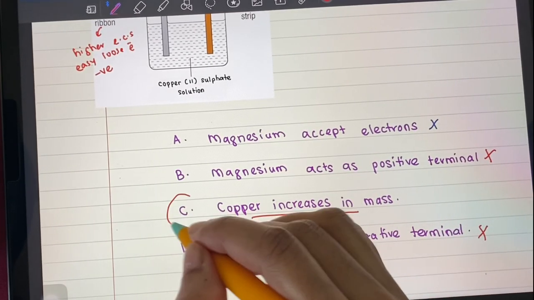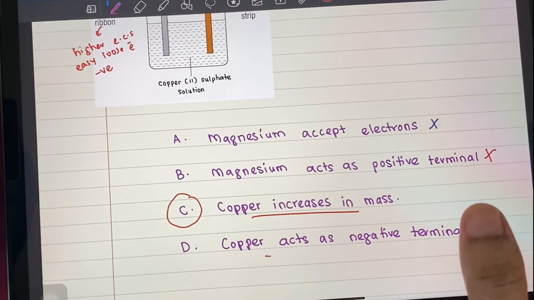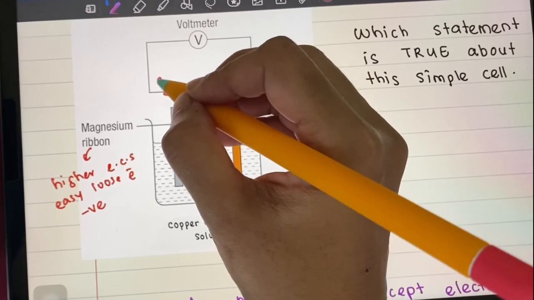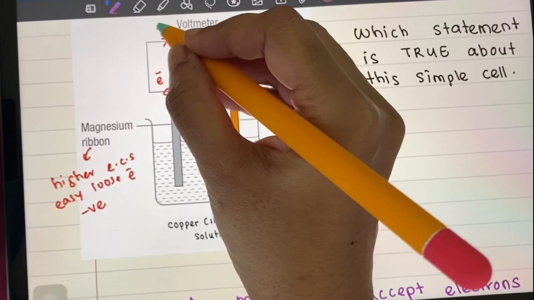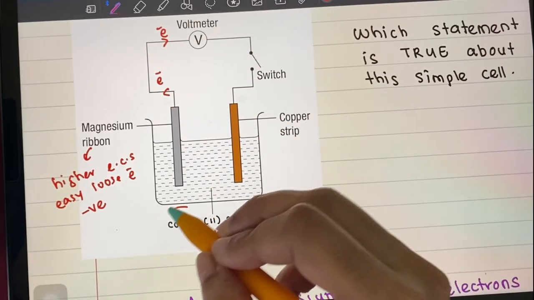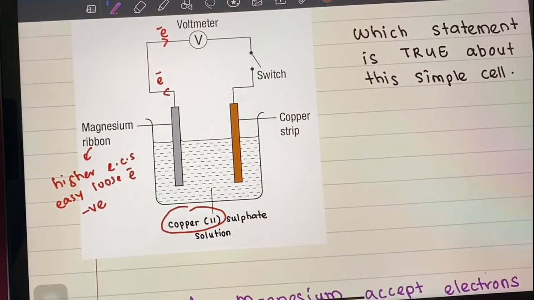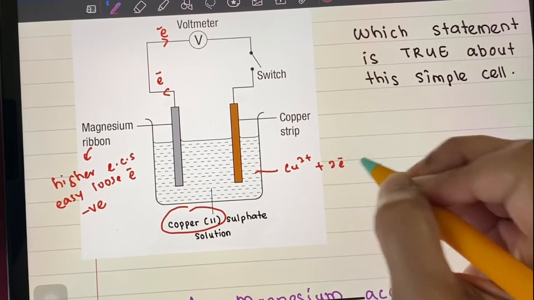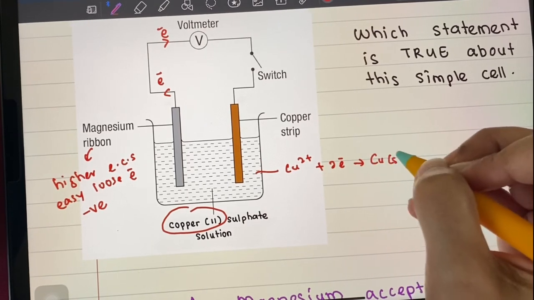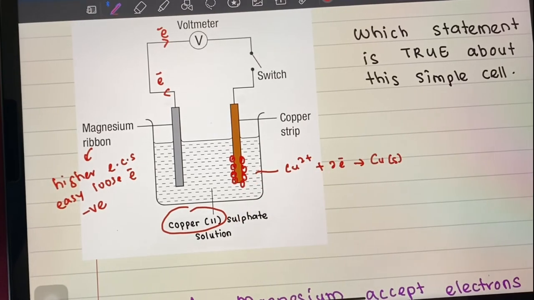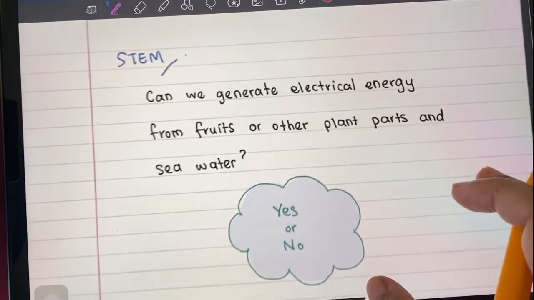Copper increases in mass. Why does copper increase in mass? Because we know that electrons pass from the magnesium, leave our magnesium, and go to our copper(II) sulfate solution. So copper(II) ions will receive 2 electrons and form copper in a solid state, and the copper is deposited at our copper strip. Okay. Now we go to the next question, the STEM question.